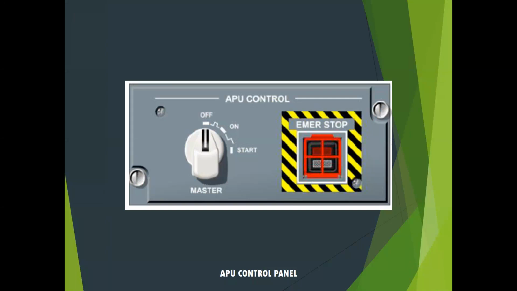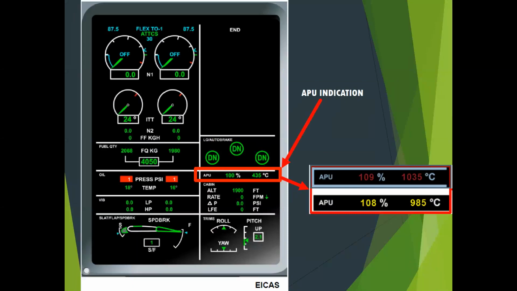From an indication standpoint, here's a modern indication. We have an ICAS display. This is the ICAS primary page, for instance. You can see engine display gauges on the left. And really, there's very minimal APU information normally shown to the flight crew. It is outlined in red right there, and it's pretty much limited to the APU where it shows 100%.